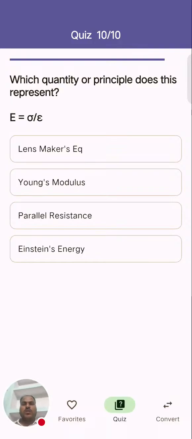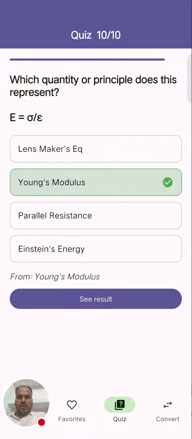Now, which quantity or principle does this represent? This I didn't teach, no? Did I teach this or not? No. Young's modulus.